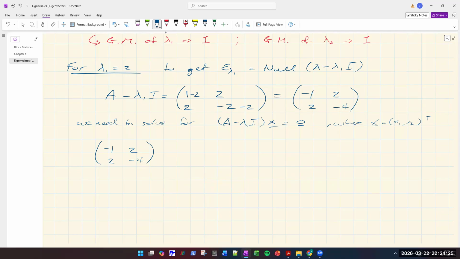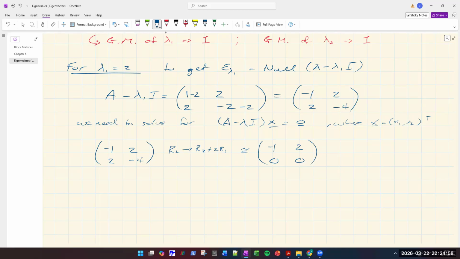So I could do, let's say, row 2 goes to row 2 plus 2 times row 1. Right? And of course, this matrix is not equal to, it's row equivalent to. So row 1 is the same, and row 2 is row 2 plus 2 row 1. So here's 0, 2 by 2 is 4, here's a 0. Right?